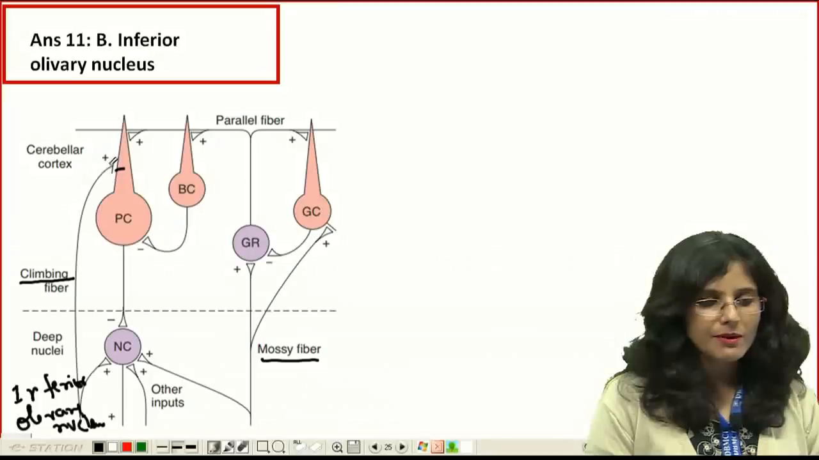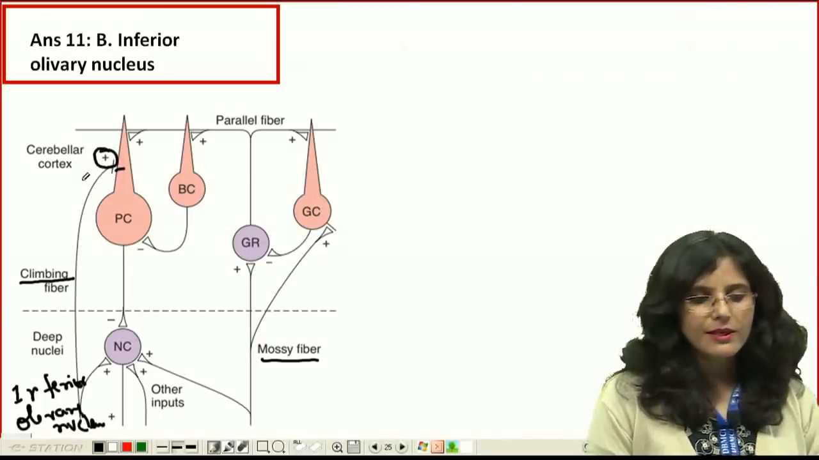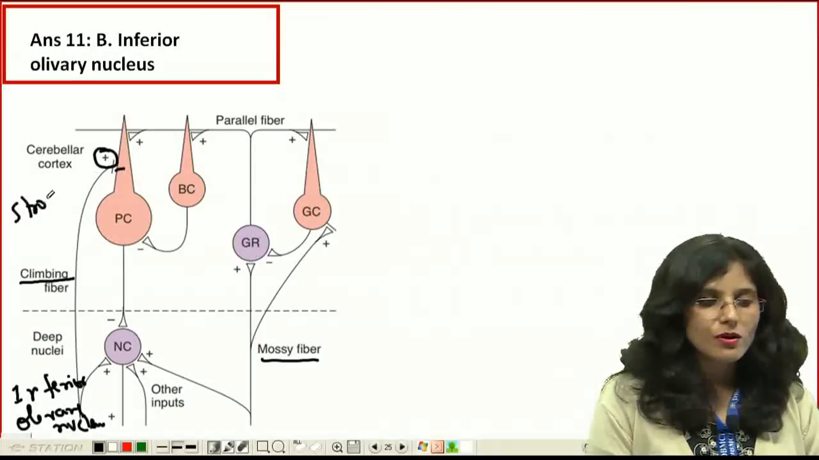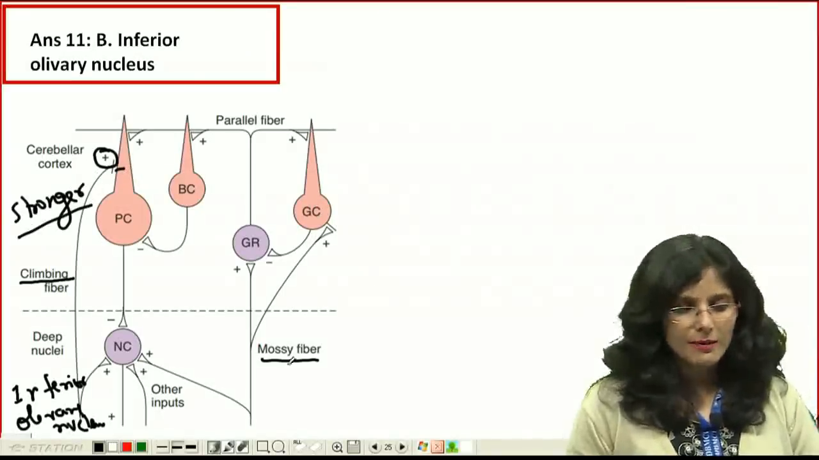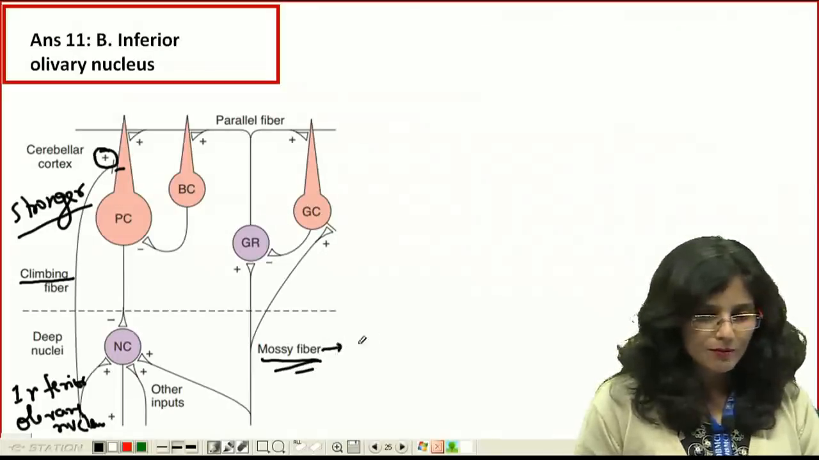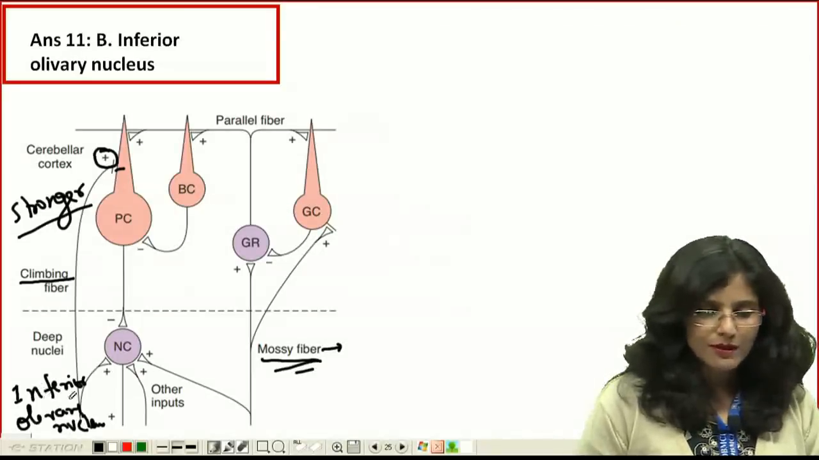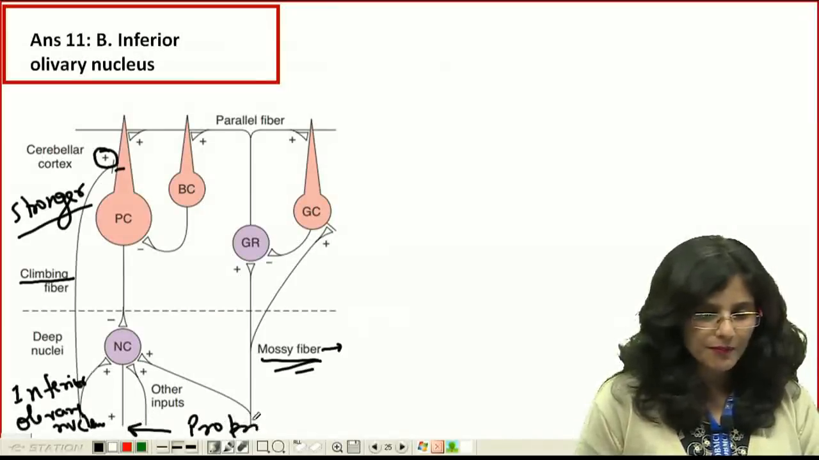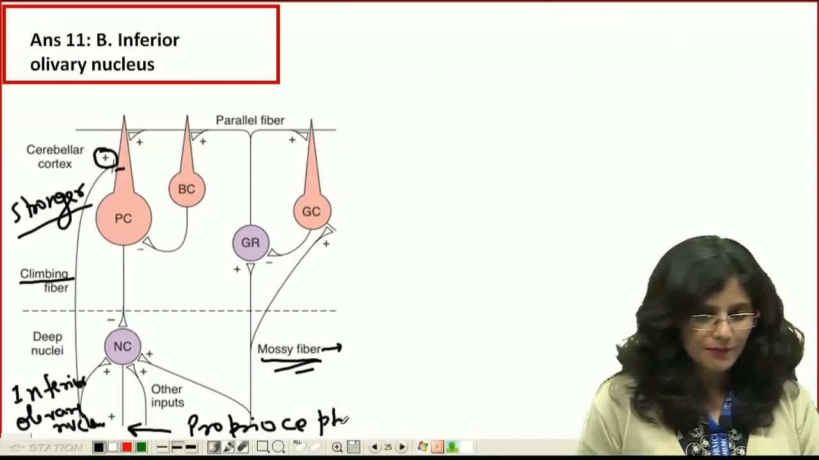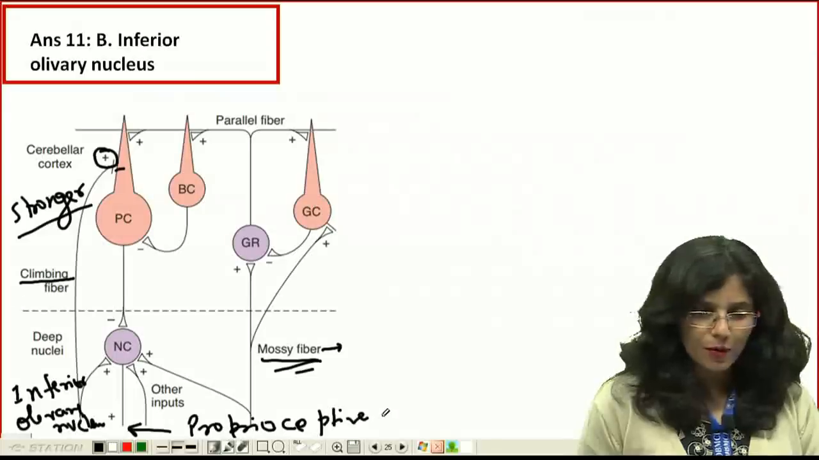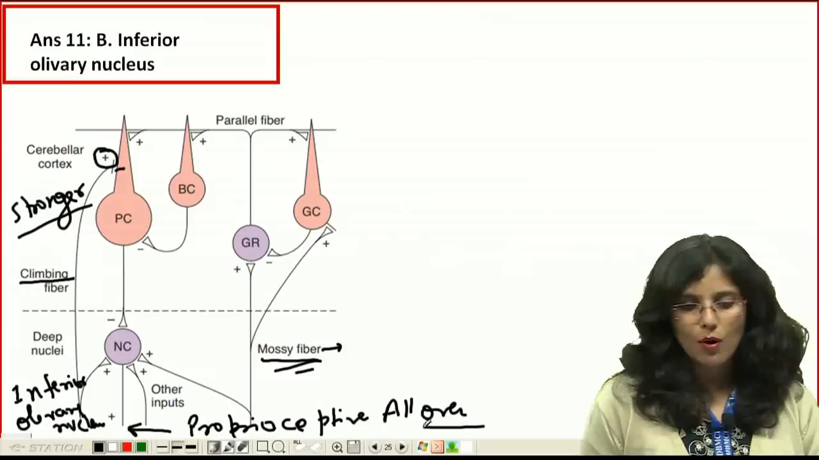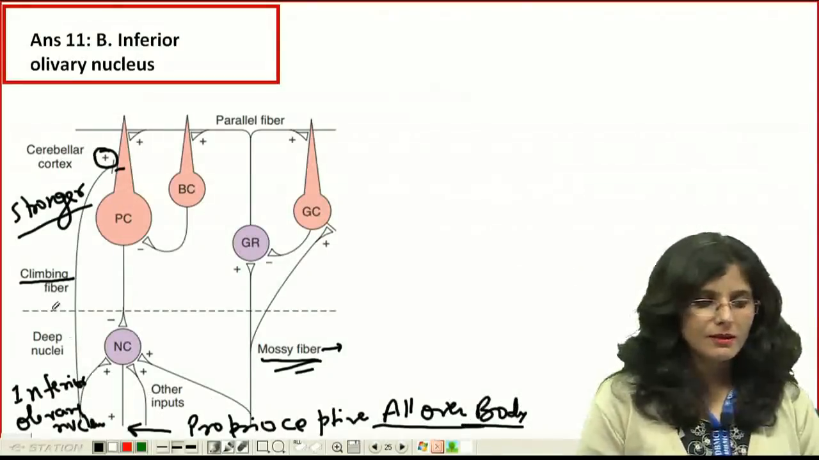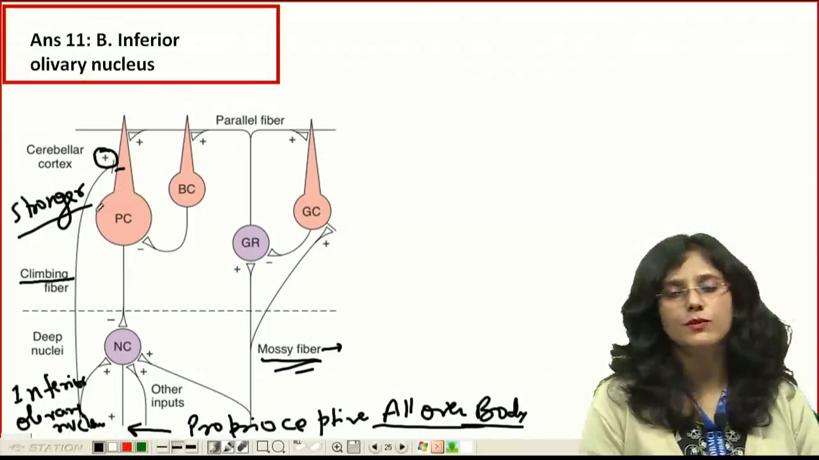See, these climbing fibers give excitatory input to the single Purkinje cell, so it is the stronger input. The proprioceptive inputs from all over the body go to the inferior olivary nucleus, and then this goes to the Purkinje cell and directly stimulates it.